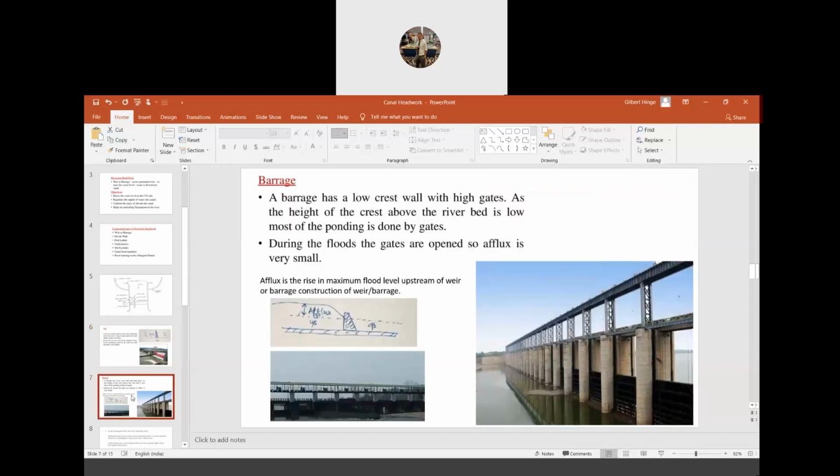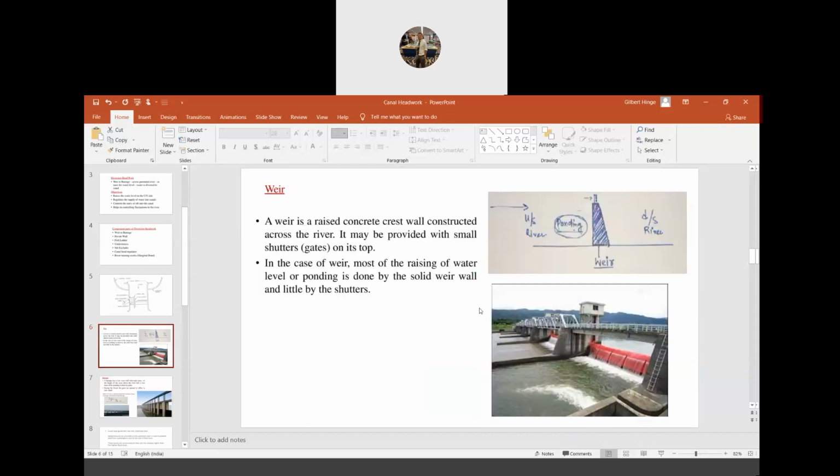In case of a barrage, we do not construct any solid structure. What we do instead is provide this kind of gate here. You see here, we provide this kind of gate in order to raise the water at the upstream end. So the major difference between a barrage and a weir is that in case of a barrage, all the ponding at the upstream end is done by the gates. It's clearly mentioned here. However, in case of a weir, all the ponding is done with the help of a solid weir. So this is the difference between the weir and the barrage.